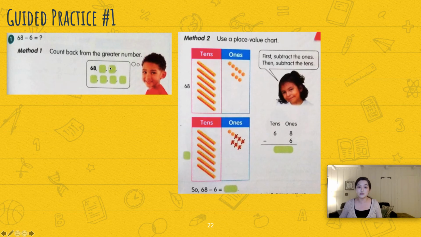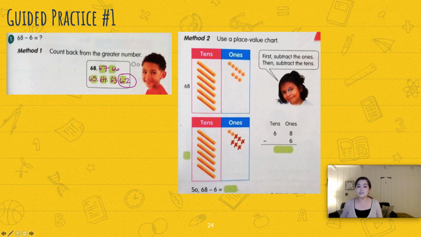1, 2, 3, 4, 5, 6. Okay? We have 68, 67, 66, 65, 64, 63, 62. So 68 take away 6 is 62. Let's try another way by using place value in method 2.